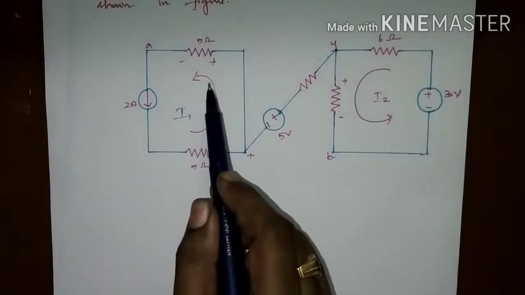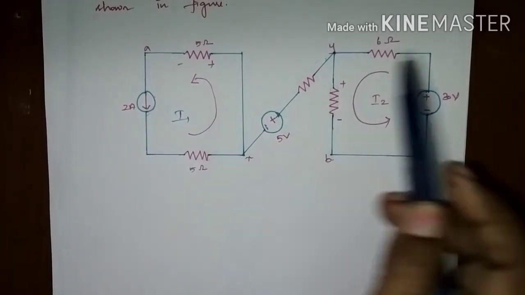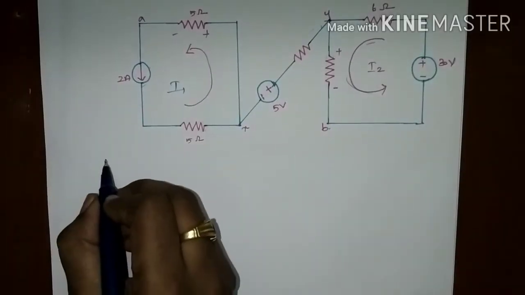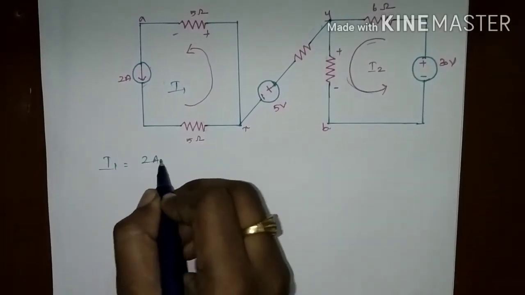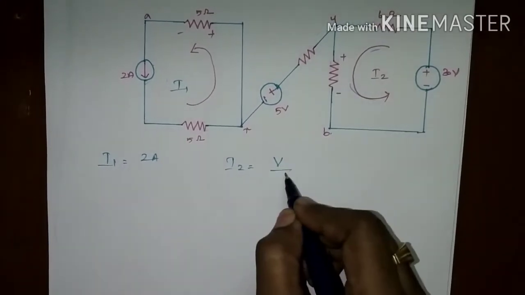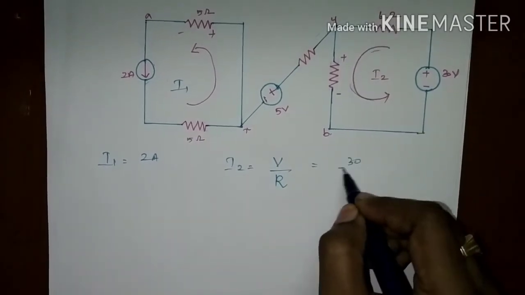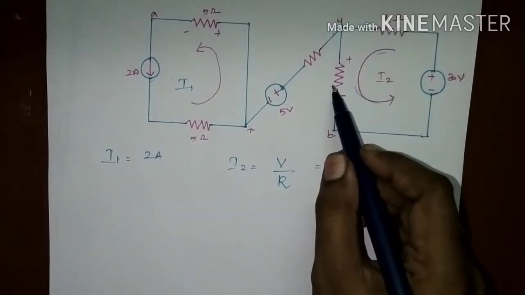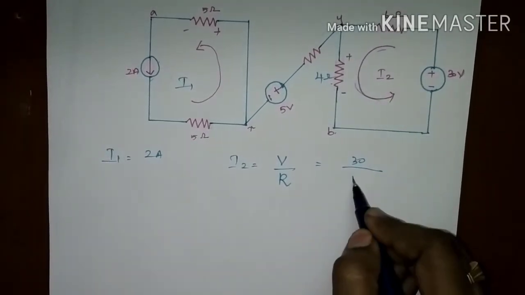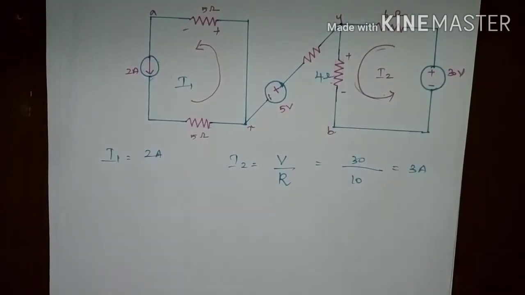Here I1 is already shown as a current source, 2 ampere current is flowing in this loop. I2 is the current which is flowing through this loop. I1 is equal to 2 ampere as given in the figure. I2 can be found by normal Ohm's law, voltage divided by resistance present in the circuit. Here the voltage is 30 and the resistance present here is 6, and this resistance is 4 ohm. So 30 divided by 10, which is equal to 3 ampere. 3 ampere current is flowing in this direction.